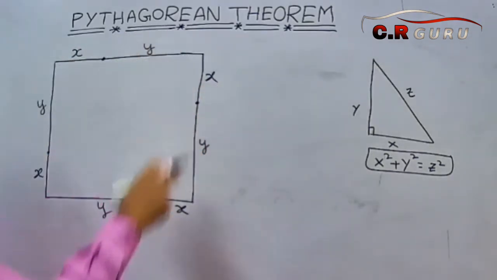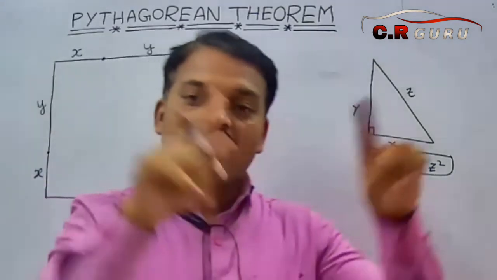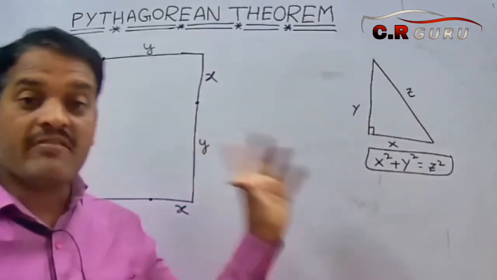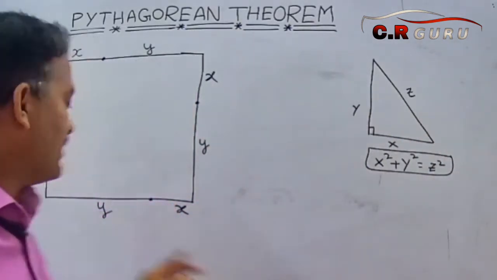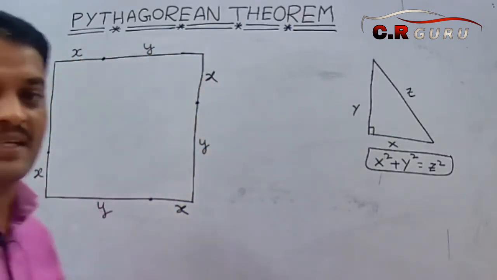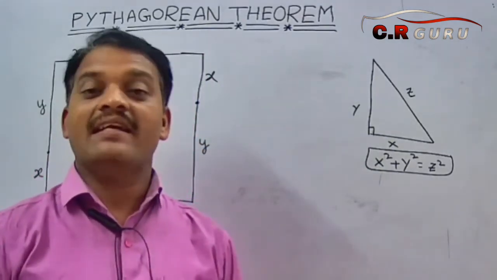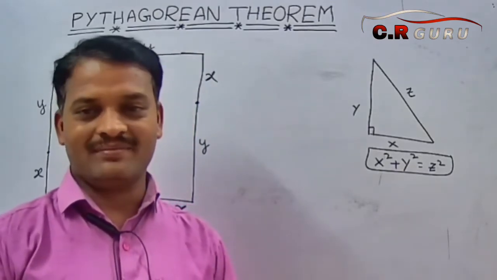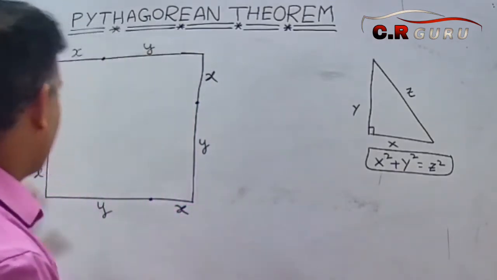Now a square is formed. What is the length of its side? x plus y, x plus y, x plus y, x plus y. What is the area of this square? x plus y whole square only. Clear everybody?